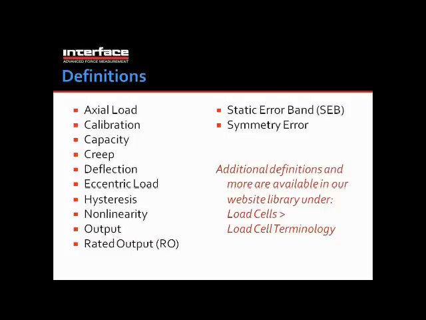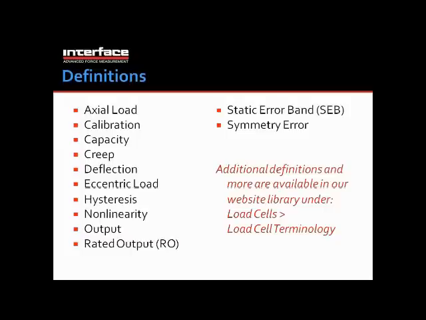Creep refers to the change in the load cell signal that occurs while the load cell is under load and all other environmental conditions remain constant. Deflection happens when the load is placed on the load cell and is a deformation. The deflection is the deformation of the load cell under load. Eccentric load is a load that is not applied along the axis of the load cell. It is applied at a certain distance from the center axis of the load cell.